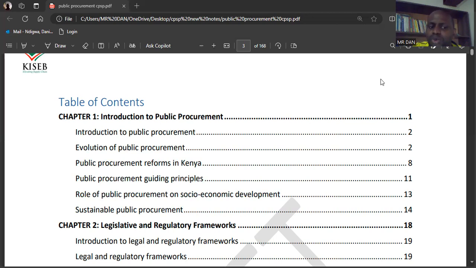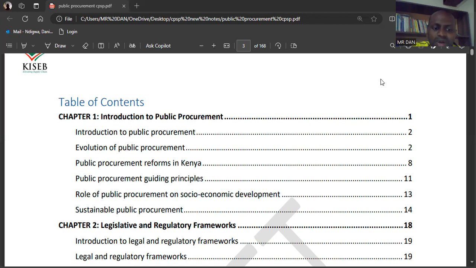We shall also be able to talk about the evolution of public procurement in Kenya. We shall also look at the public procurement reforms in Kenya. And when we are talking about reforms, we are talking about some of the changes that have led to what procurement is there today. We shall also look at the public procurement guiding principles. What are some of the principles that guide practitioners who are practicing public procurement?